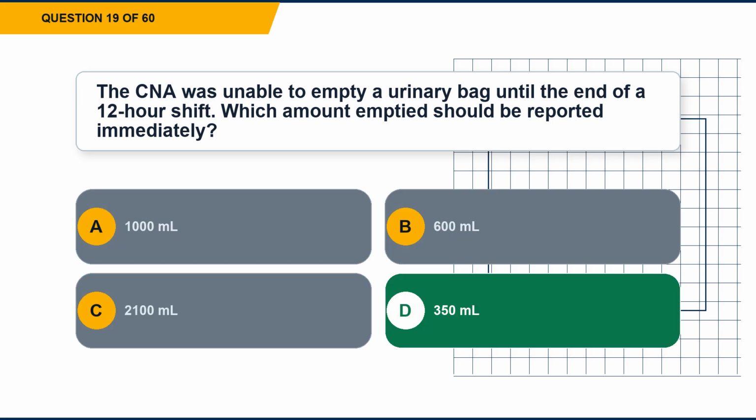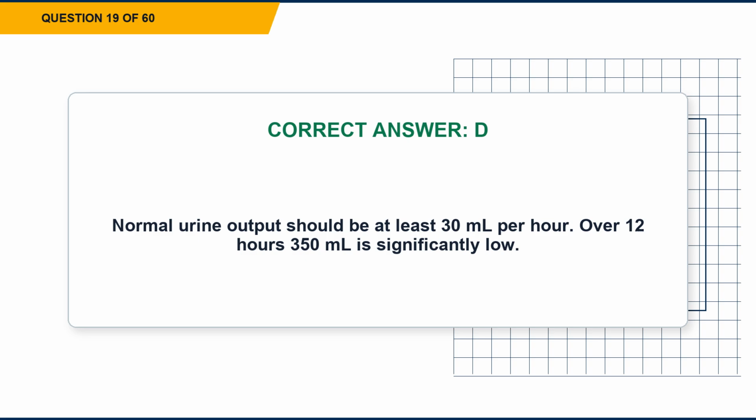The correct answer is option D, 350 milliliters. Explanation. Normal urine output should be at least 30 milliliters per hour. Over 12 hours, 350 milliliters is significantly low.